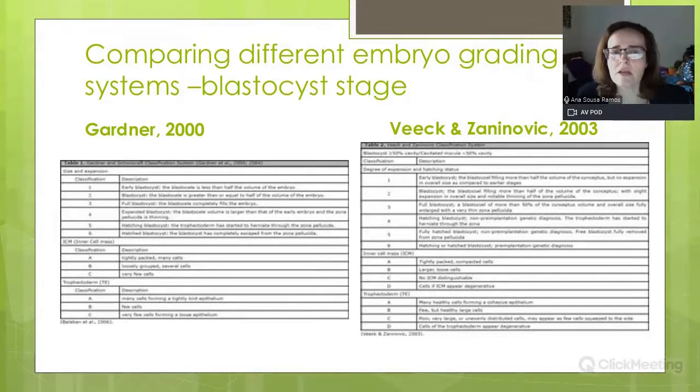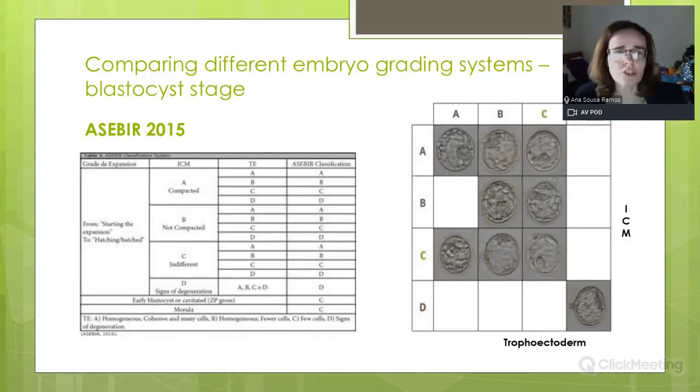And from that, a lot of systems came along, like this VIC, 2003, also with numbers and letters, because usually in blastocysts, the most common grading uses not only numbers, but also letters altogether. Usually the number is regarding the expansion of the blastocyst, then the first letter is regarding the morphology of the inner cell mass, and afterwards the second letter is regarding the trophectoderm cells. This is only to compare.